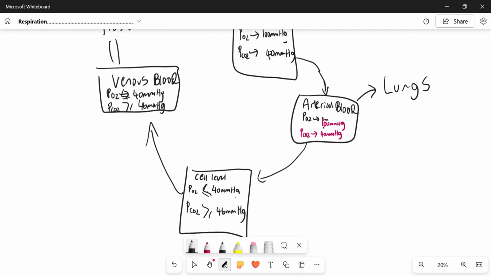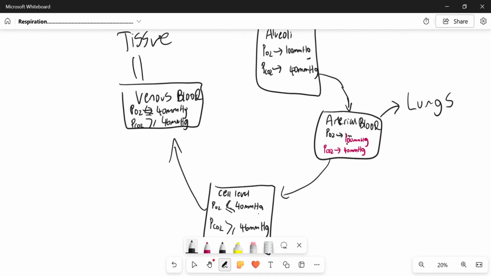Now let's go back into the venous blood, which is blood returning from the tissues to the lungs, and the partial pressure of oxygen in this case is less than or equal to 40 millimeters of mercury, and the partial pressure of carbon dioxide is greater than or equal to 46 millimeters of mercury. So this is deoxygenated blood, high in carbon dioxide and low in oxygen.